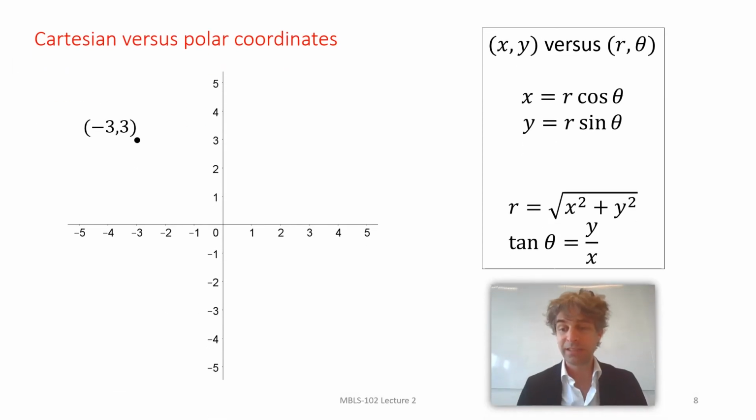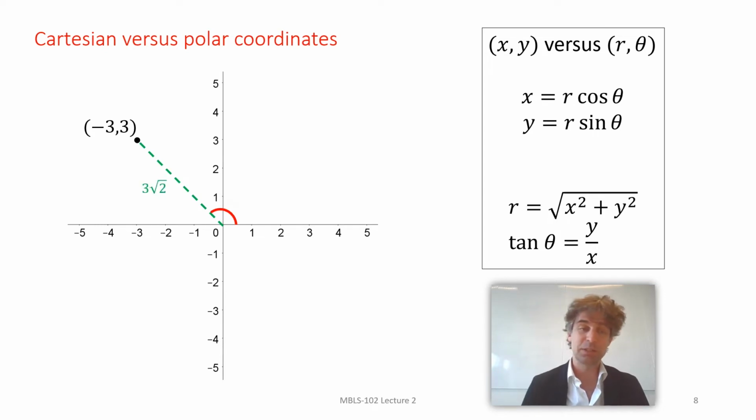So let's look at a little example. Here you have a point which is described by Cartesian coordinates -3, 3. Now, what are the polar coordinates? We have to know the distance here. Well, you can compute it. And we have to know the angle. Well, the distance turns out to be 3 square root of 2. And the angle turns out to be 3/4 of pi. So that means the following.